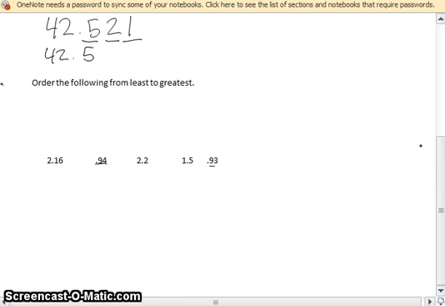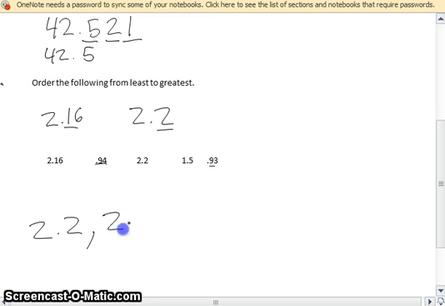And finally, I have ordering the following from least to greatest. First thing that you have to do is look at each of the whole numbers and decide which ones are the greatest. In this case, 2 and 16 hundredths and 2 and 2 tenths are the greatest. So now we have to look at the tenths place, 1 and 2. Out of those, 2 would be the greatest. So therefore, 2 and 2 tenths is the greatest number of all.